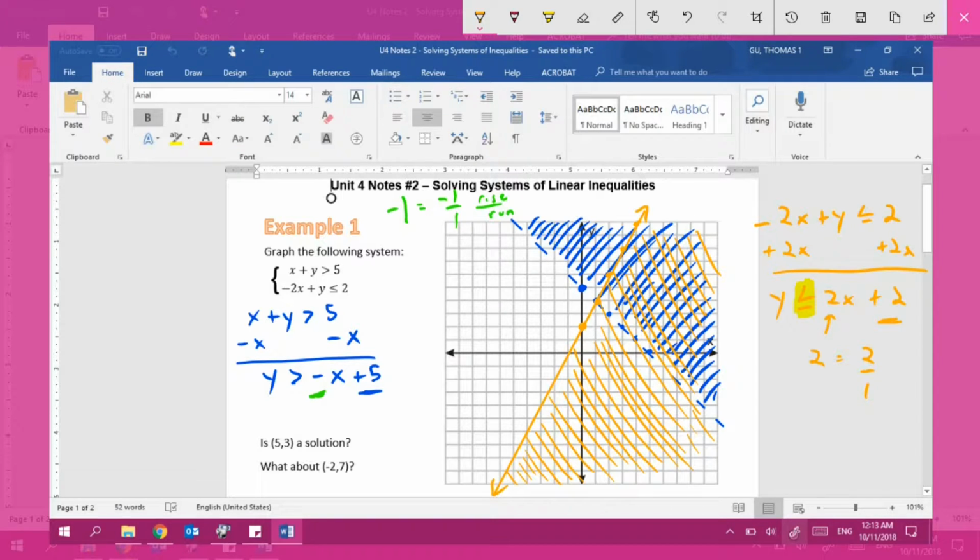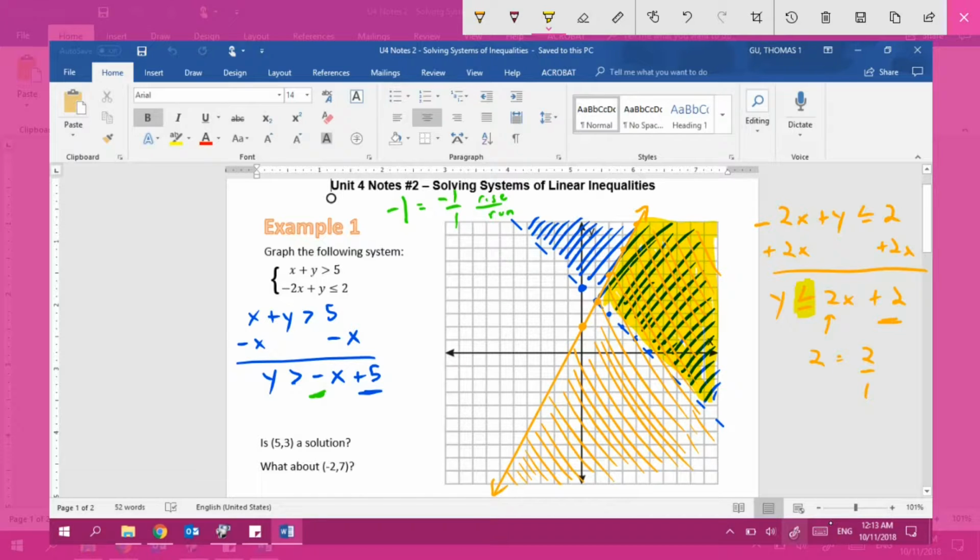So what is the point of doing this now? This tells us that our answer is in the overlap area. So let me highlight it for you. The solutions that work for the system are this overlapping area right here where the two shading sections have overlapped. That's where my solution is. And that's what the system of inequalities is saying.